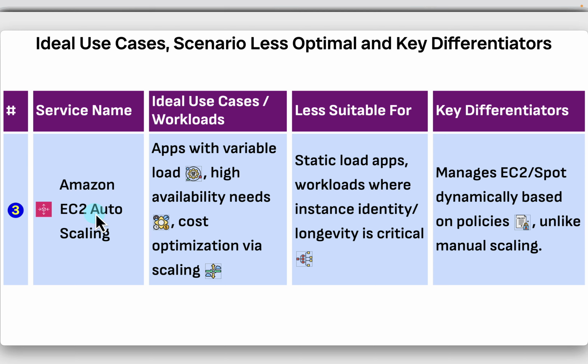Next, Amazon EC2 Auto Scaling. Ideal use cases and workloads are applications with variable load, high availability needs, cost optimization via scaling. It is less suitable for static load apps, and workloads where instance identity and longevity is critical. Key differentiators are it manages EC2 dynamically based on policies, unlike manual scaling.